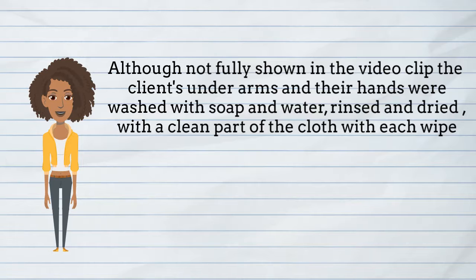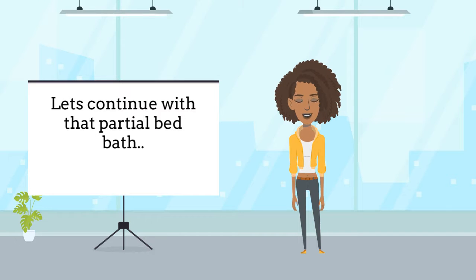Now, any personal hygienic products or unscented deodorants can be applied if the patient would like to do so. Although not fully shown in the video clip, the client's underarms and their hands were washed with soap and water, rinsed and dried with a clean part of the cloth with each wipe. Let's continue with that partial bed bath.